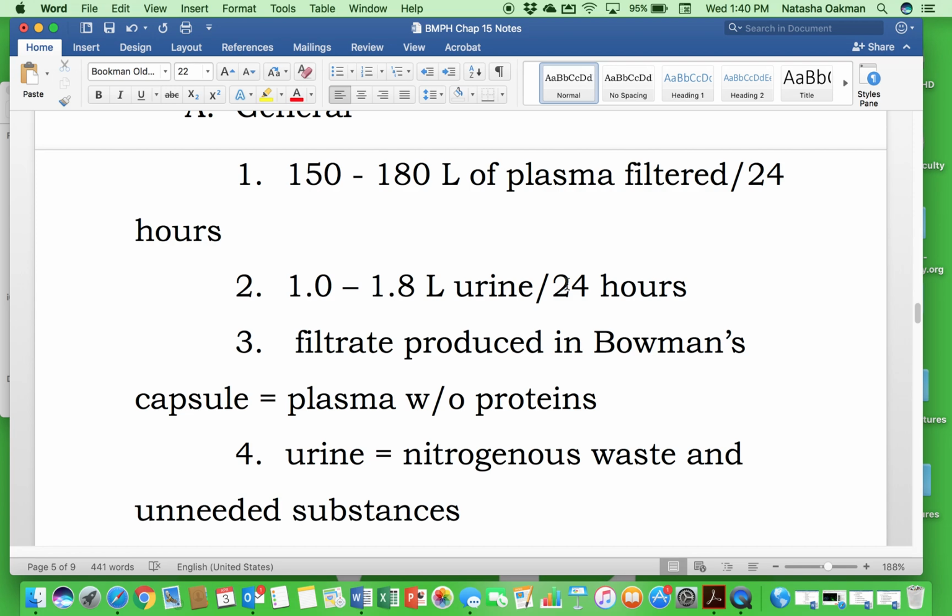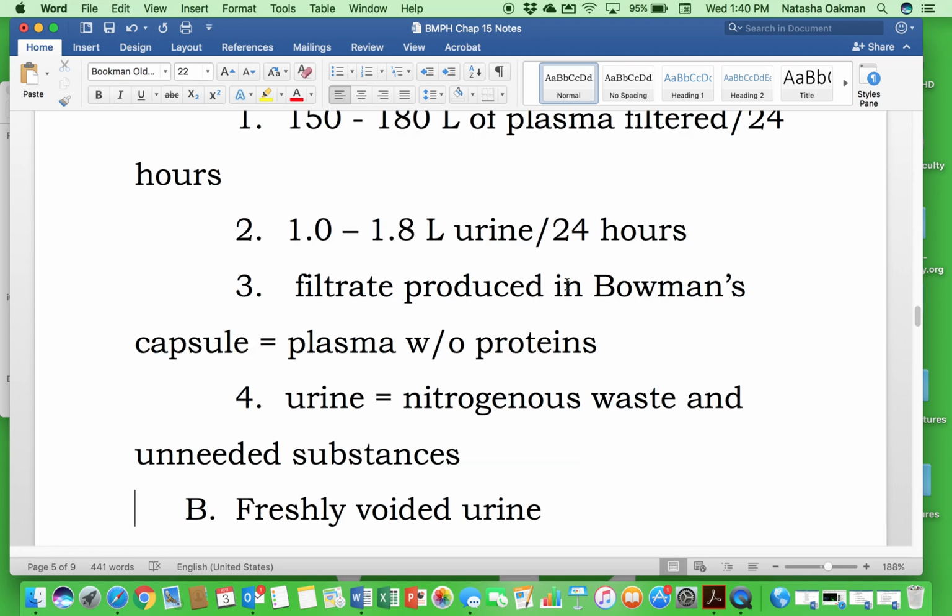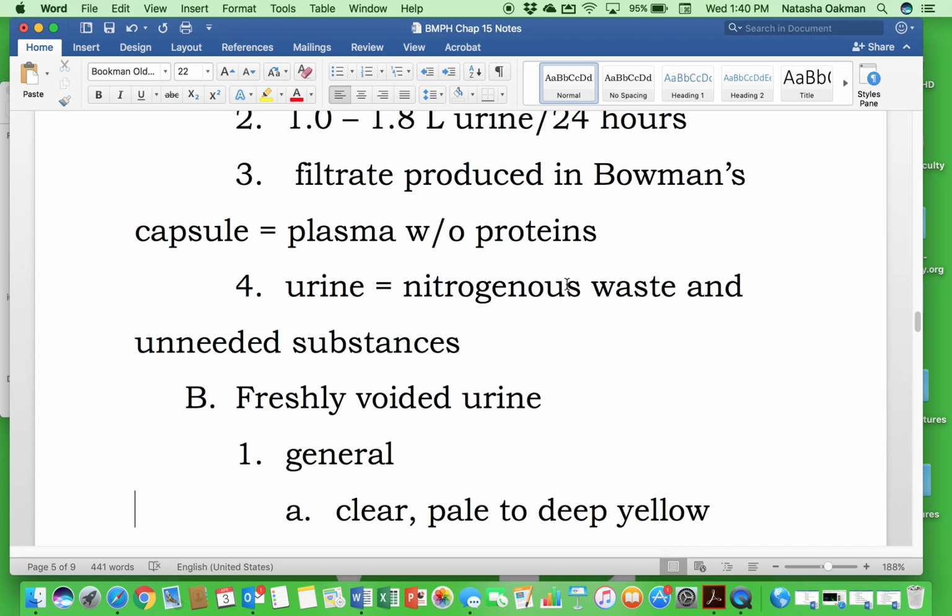Now, if we take a look at freshly voided urine, what should that look like? It should be clear and a pale to deep yellow. And how deep that yellow color is depends on how hydrated you are.